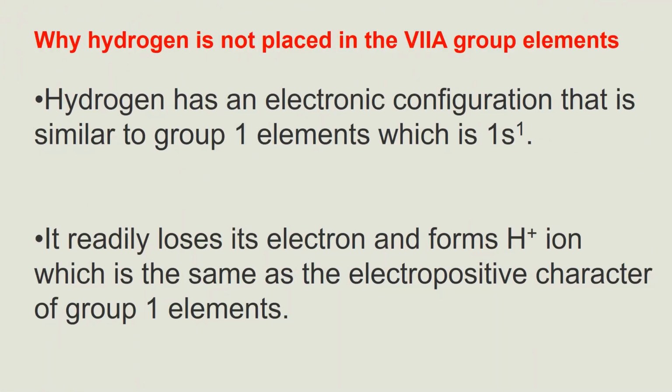Next, why is hydrogen not placed in the 17th group? If you observe most periodic tables, hydrogen is placed in the 1st group, not in the 7th group. We know that the periodic table is based on electronic configuration. Hydrogen has an electronic configuration similar to the group 1 elements, which is 1s1. And it readily loses its electron to form the H+ ion, which is the same as the electropositive character of group 1 elements. These two are the strong points suggesting hydrogen is placed in the 1st group, not in the 7th group, or we can say the 17th group.